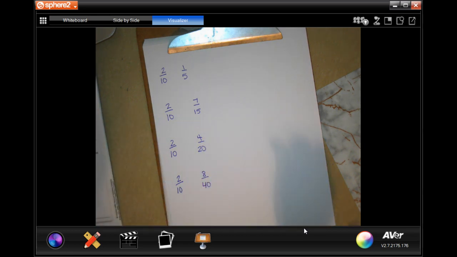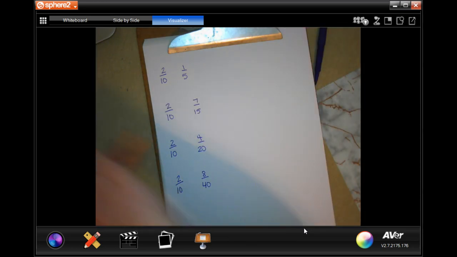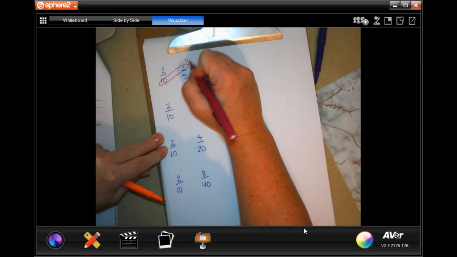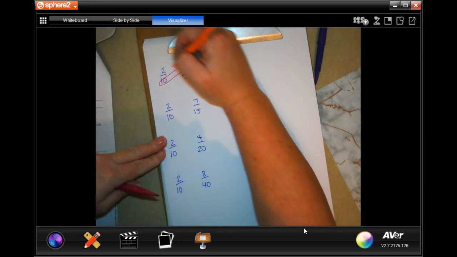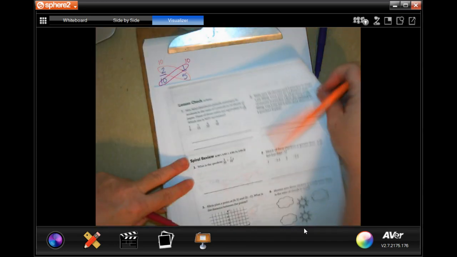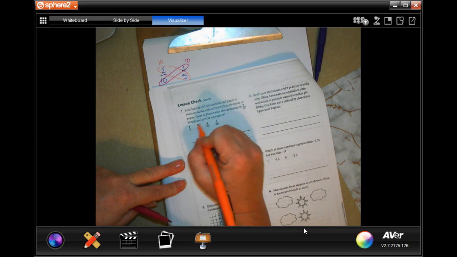Now we're going to see if they're equivalent. Ready? Let's do it. 10 times 1 is obviously 10, and 2 times 5 is also 10. So 1/5 is equivalent. So which one is not equivalent? We're just going to circle the one that is not equivalent.